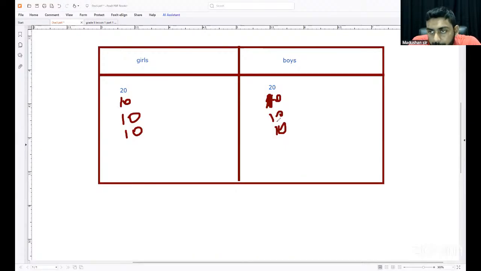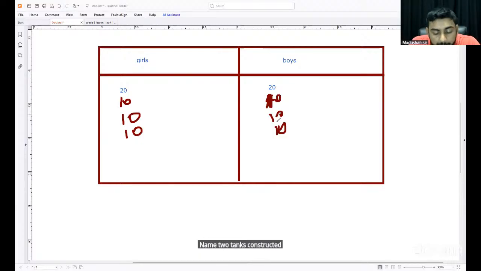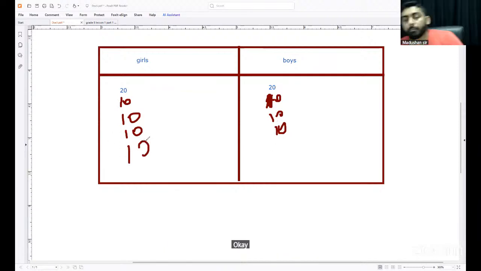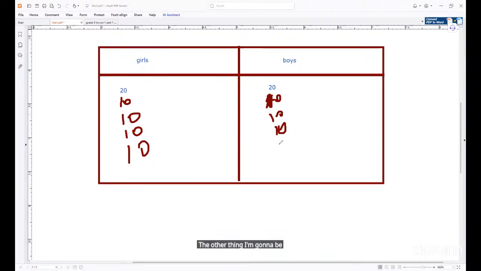Last round for both. Girls, name two tanks constructed by King Pandukabhaya. Abhayawapi, Jayawapi. Okay. Boys, in which century did people start constructing large tanks for the first time? 3rd century BC. Correct.